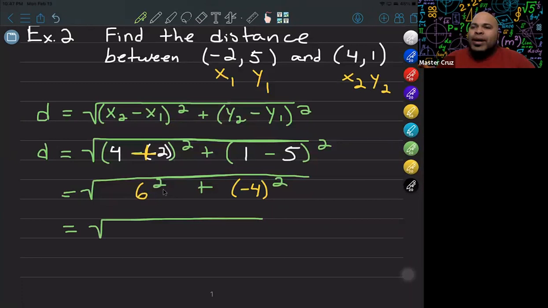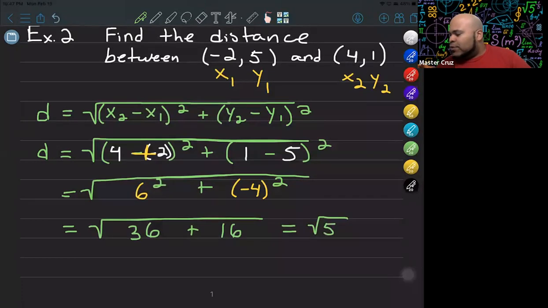So 6 squared just is 6 times 6, which is 36. There's a plus sign, so plus. Negative 4 squared is negative 4 times negative 4, which is positive 16. Okay, so this will be positive 16. And then this will simplify to the square root of 52, right? So this will be the answer, the square root of 52.